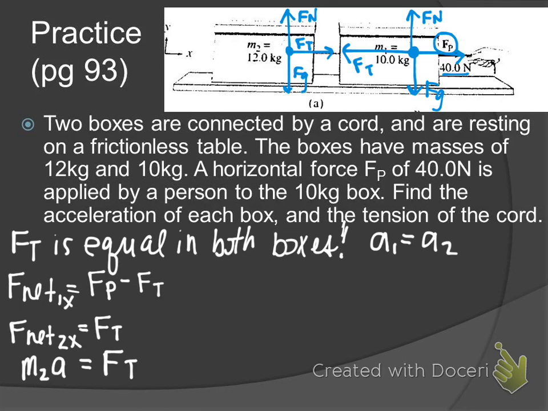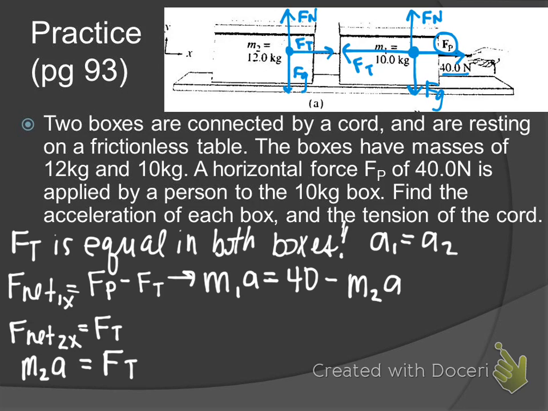Okay? What about my first equation now? Can I do any substitutions in that first equation? I can take M1 times A equals our pulling force, which is 40. I can go ahead and put a 40 in there, minus F sub t. And what do we know F sub t is equal to? M2 times A.